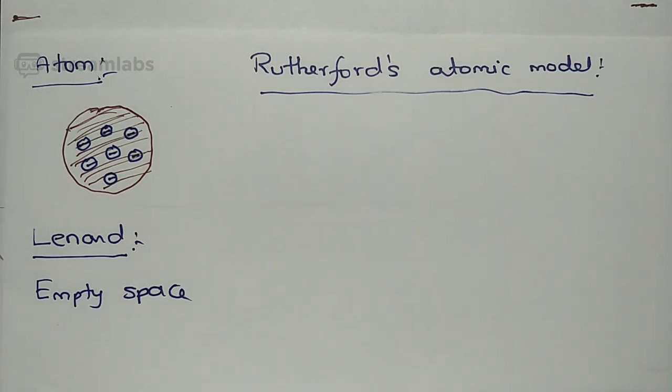The second limitation, we will come across this point later, is that spectral lines, the emission of spectral lines, in fact atomic spectra, cannot be explained with the help of Thomson's model. So because of these two reasons, Thomson's model is not valid now. Based on Lenard's suggestion, Rutherford constructed a model. That model we are going to concentrate on now.